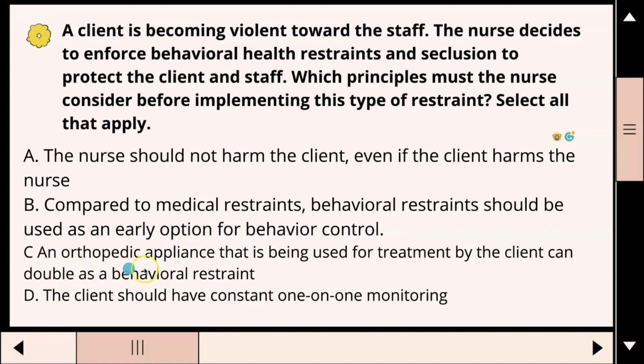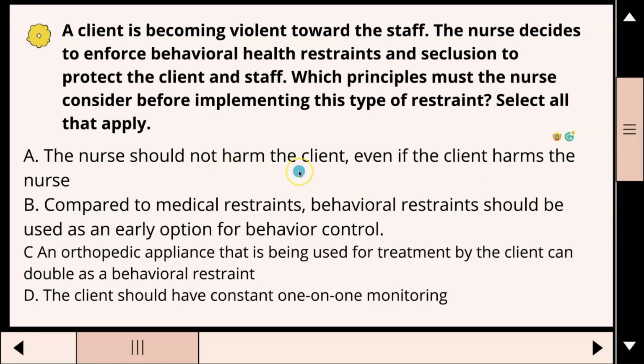C says an orthopedic appliance that is being used for treatment by the client can double as a behavioral restraint. No, and the client should have constant one-on-one monitoring. A lot of stuff can happen while someone is in restraints. If they vomit, they could potentially aspirate. So they need constant one-on-one monitoring to make sure that they don't have any circulation issues, that they're still breathing. That is why A and D are the correct answers.